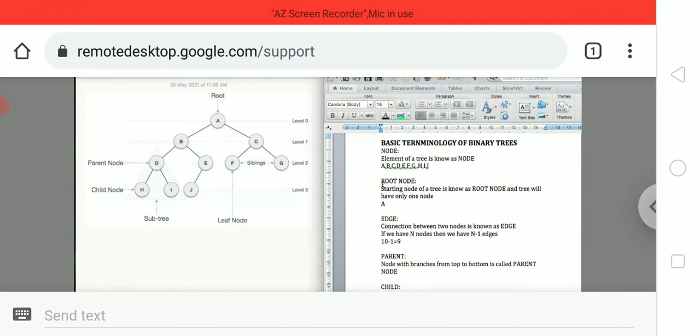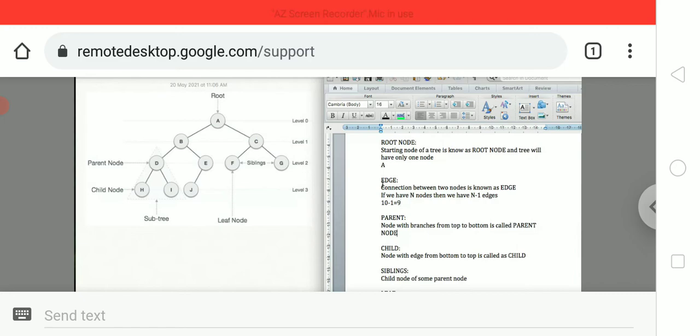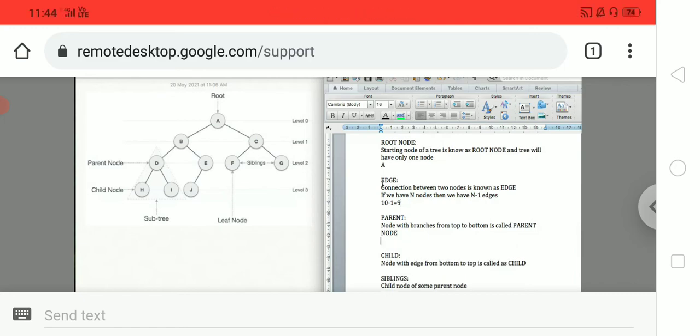And parent node. This thing also we already discussed. Node with branches from top to bottom. So here A is a parent node because A has 2 nodes, and B also is a parent node. D, E, C. So these are called as parent nodes.